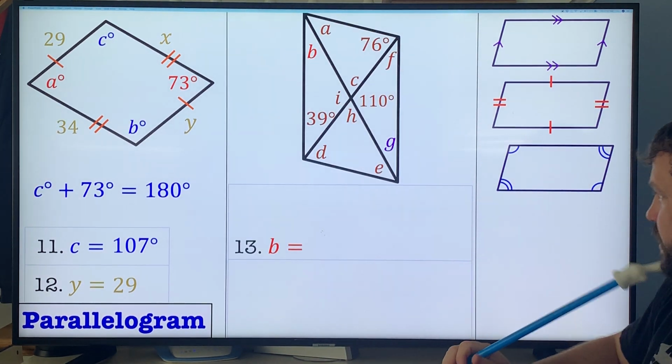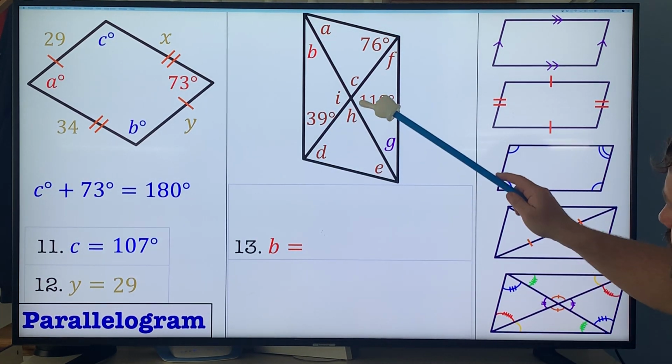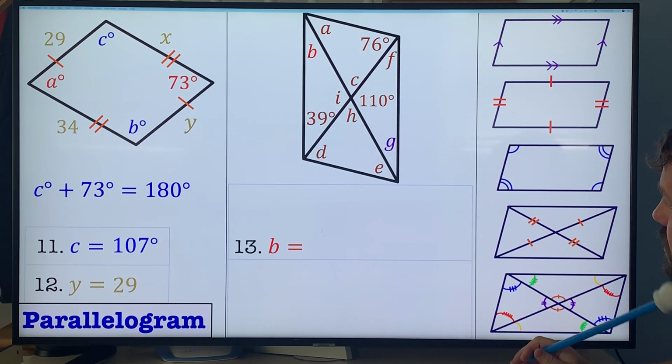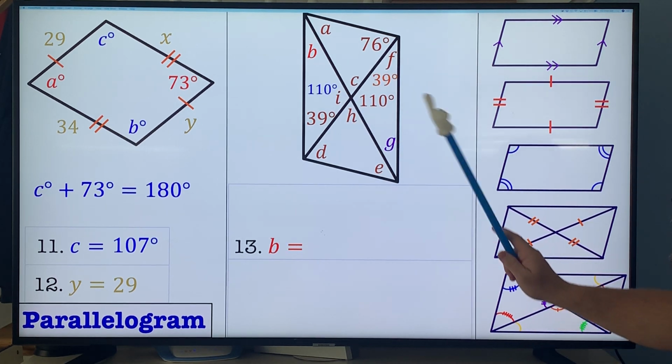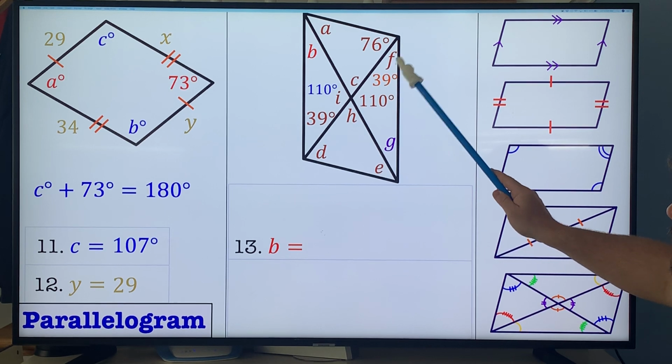All right, let's deal with interior angles. Here are your interior angle rules right down here. We know, once again, same thing we do with the rectangle. Opposite vertical angles are equal. So in order to find B, we have to first find I. I is 100. And also F, alternate interior angles, is 39.